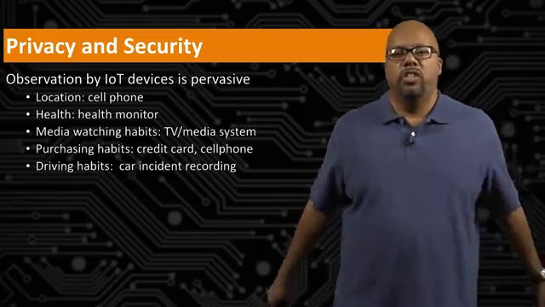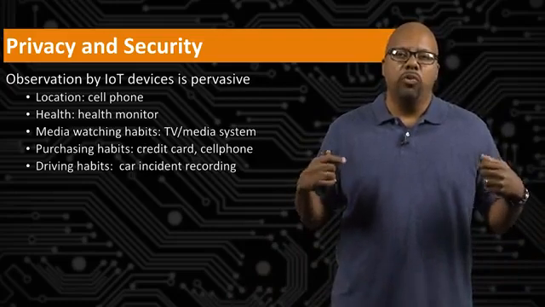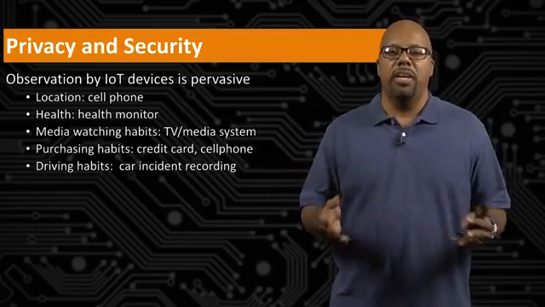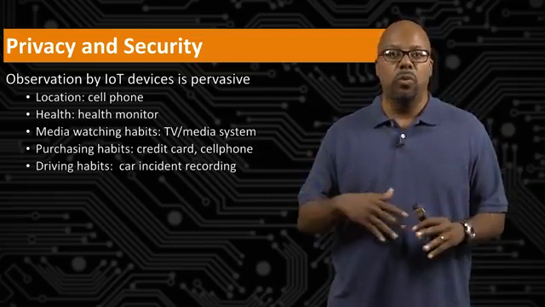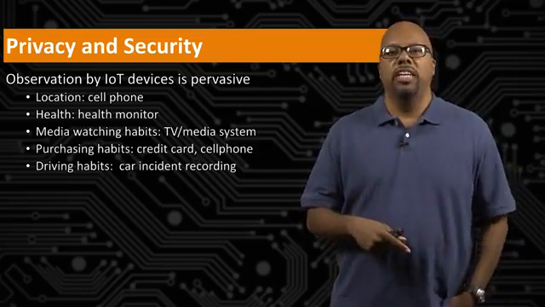Privacy and security. Another property of these IoT devices is that they're recording information. They are observing us, presumably for our benefit. But they are observing us a lot, and they are pervasive, so everywhere. For instance, your cell phone. That thing is observing your location, right?